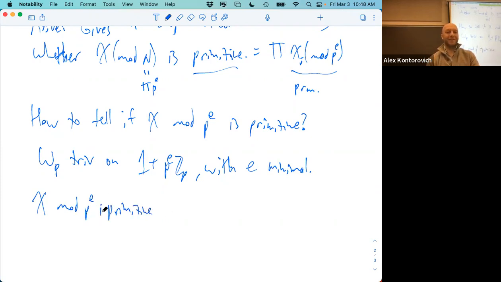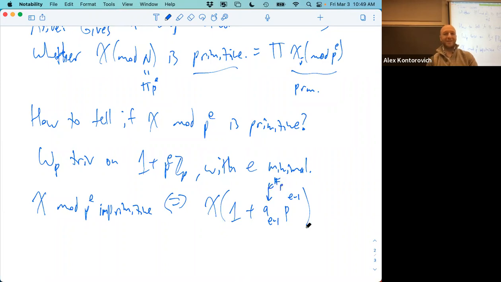So chi mod p to the e is imprimitive if and only if you take chi on the values of the form 1 plus a p to the e minus 1, over all possible values of a ranging in F_p. You don't want to make a mistake in that. If you only pick one a, then you might still get 1, but for other values, you may not. You're saying you have to check all of them.